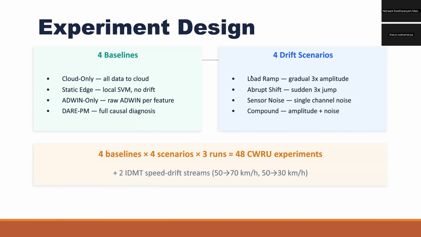To evaluate our system, we compare it against four baselines. These include cloud-only processing, static edge processing, Adwin-only drift detection, and our full TARE PM system. We tested four different drift scenarios, including gradual changes, sudden shift, sensor noise, and combined effects. In total, we ran 48 experiments on the CWRU dataset and also tested on real traffic data using the IDMT dataset.